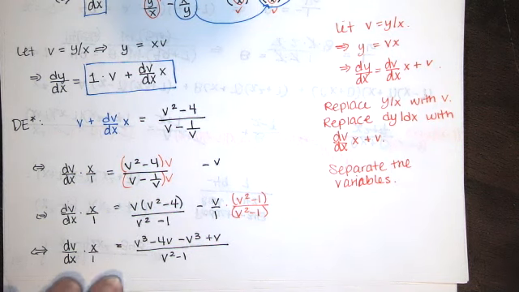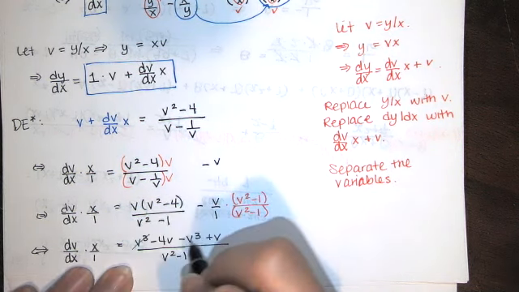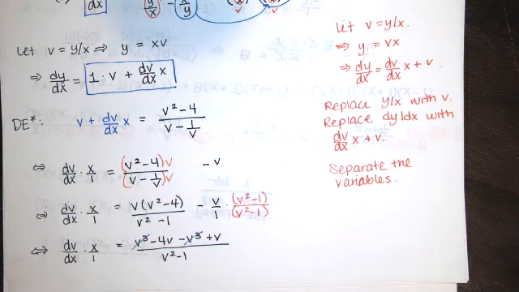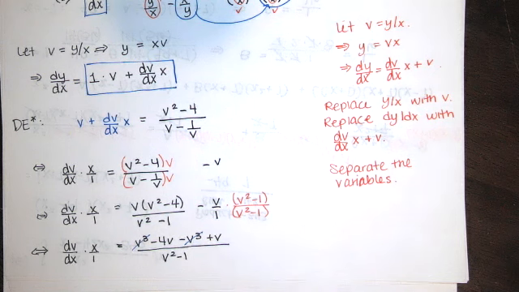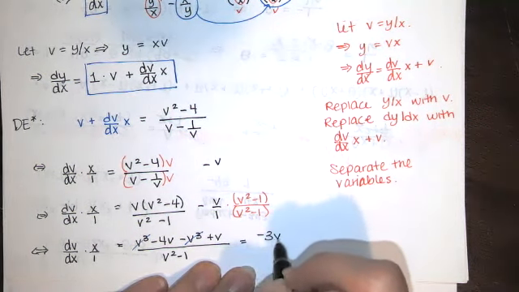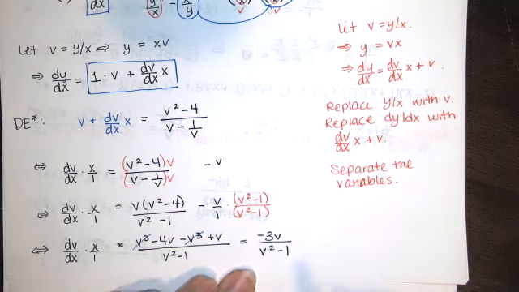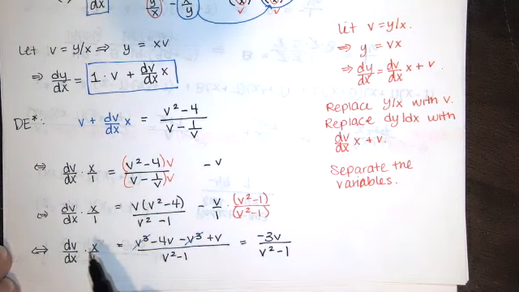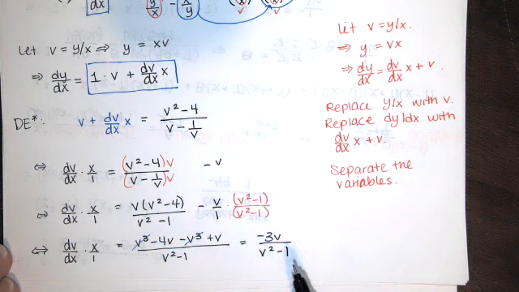Okay, and we look for opportunities to simplify. The v cubed and the minus v cubed reduce. And negative 4v plus v is negative 3v. So we have this product equals this, and we're really close to isolating, or getting all the v's on one side and all of the x's on the other now.